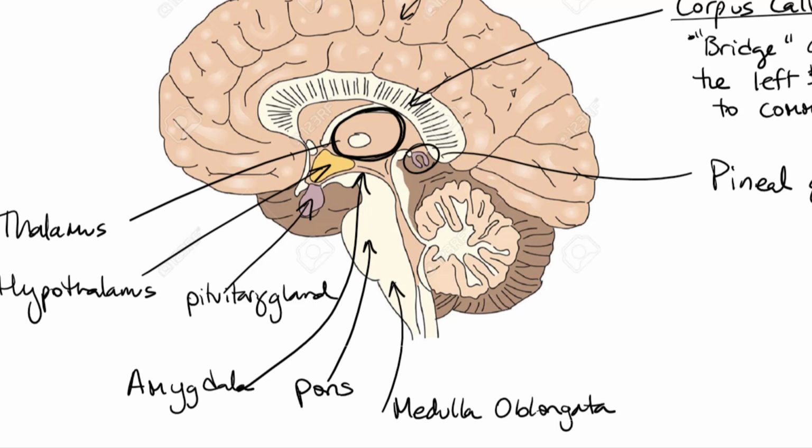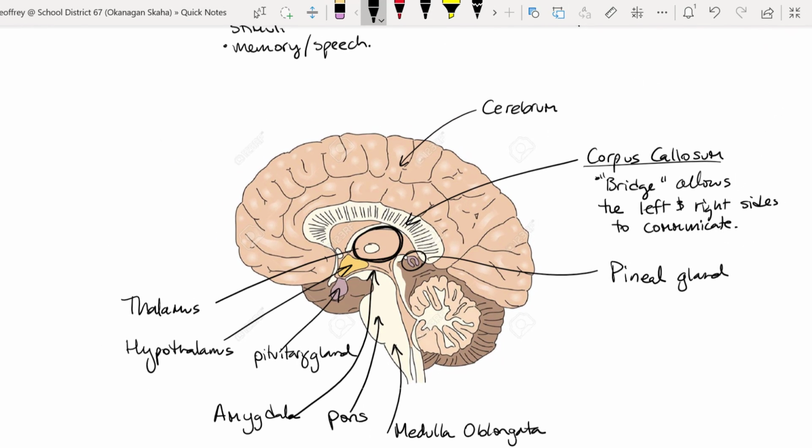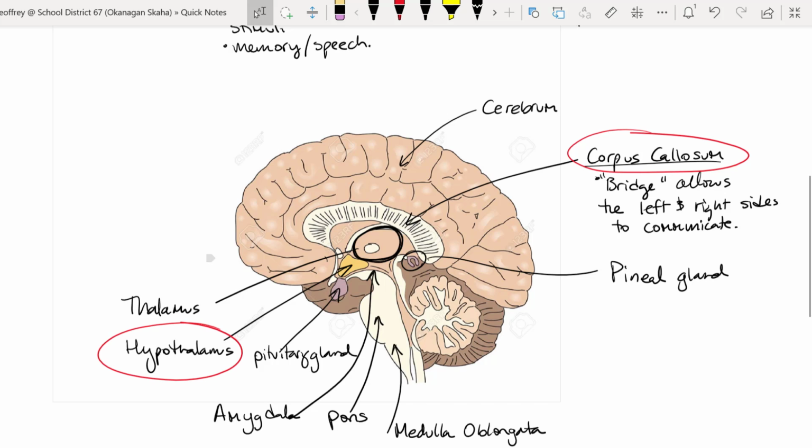All right. So there's a lot of information here. What I really, really think you should remember is we need to know the corpus callosum. We need to know the hypothalamus. And you should have an idea of what the thalamus does and the amygdala. We already know what the pituitary gland does and the medulla oblongata.